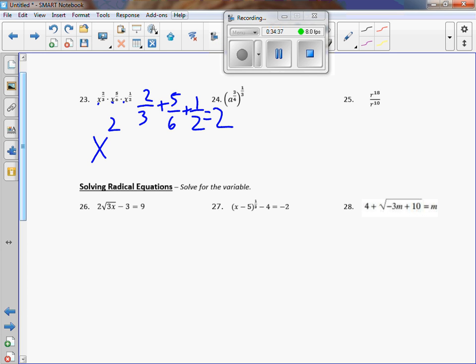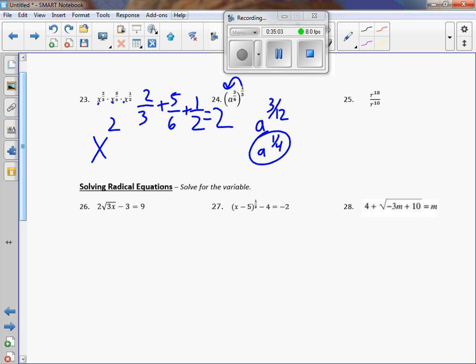Number 24, just like a bunch of them on the last page, you see a base with an exponent and another exponent outside the parentheses. We'll distribute it. There's only one place to distribute it to. We'll get a to the 3 over 12, which reduces to a to the 1 over 4. Remember, when we distribute, if there's an exponent already there, we multiply them together.